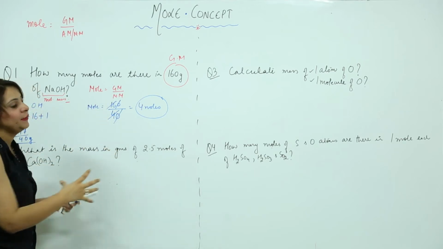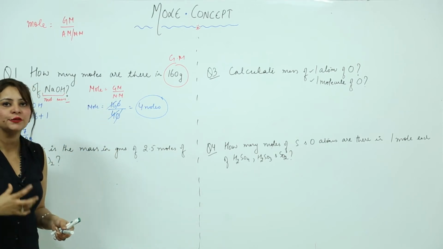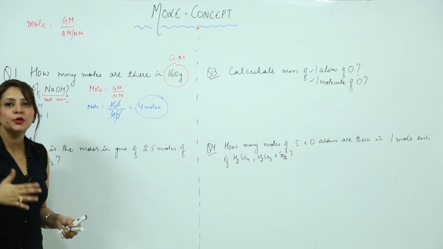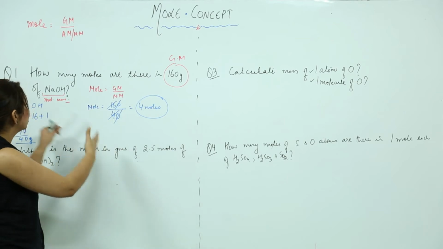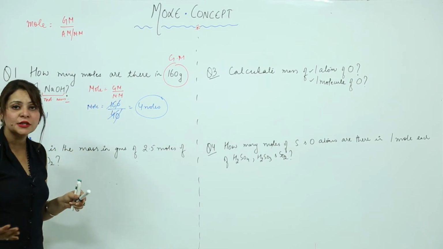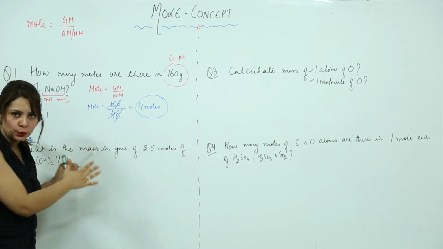See, I have just summed up different kinds of questions for you, so that you should know what kind of question you can get in the paper. So if somebody asks you to find the number of moles and you are given the given mass and you have the formula whether it is of an atom or a molecule, you need to do it in this way.